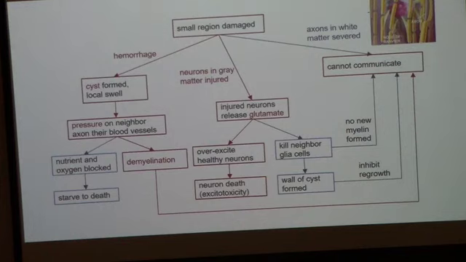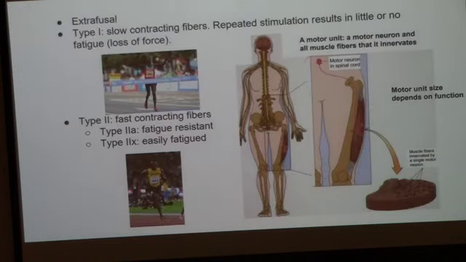impedes communication. Another part is that the damage causes the injured neurons to release glutamate, which overexcites your healthy neurons, which kills them. Another thing is that it kills neighbor glia cells, and it forms that ball of cells. Don't worry, it's all posted right there in the blue-black one.